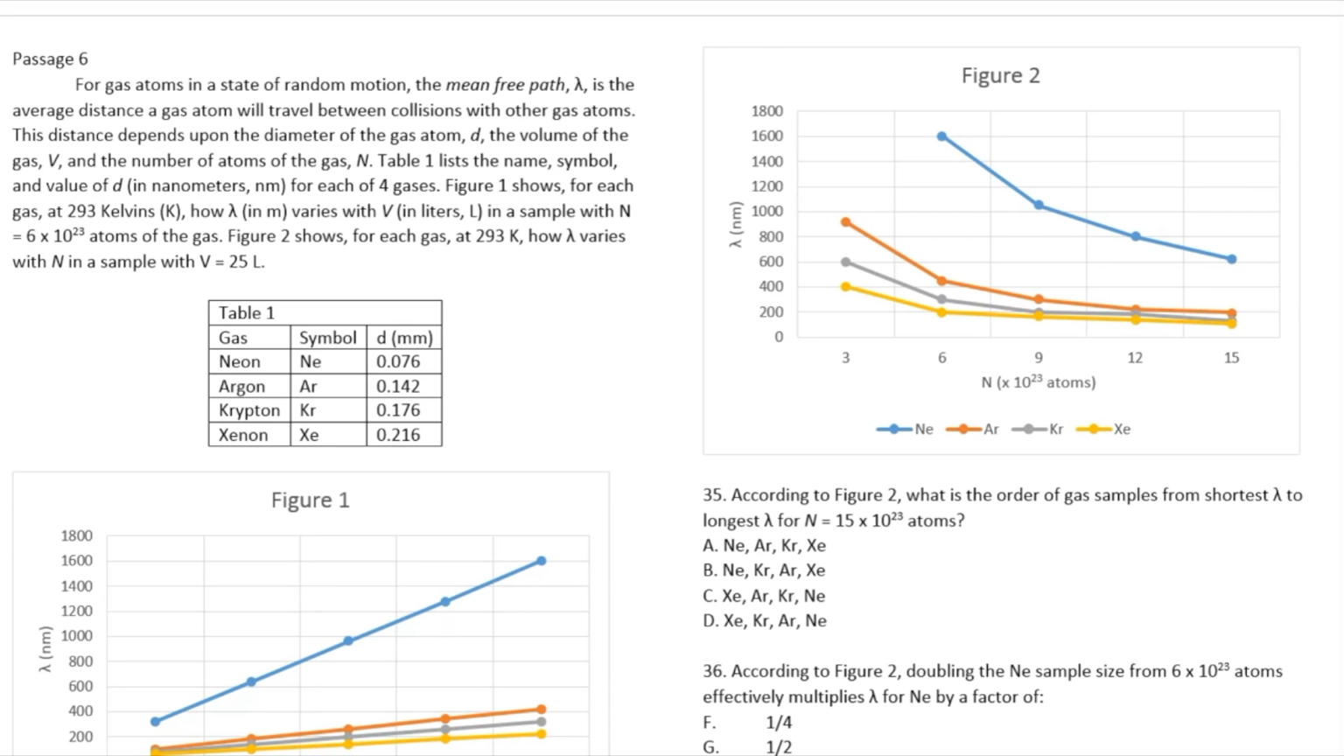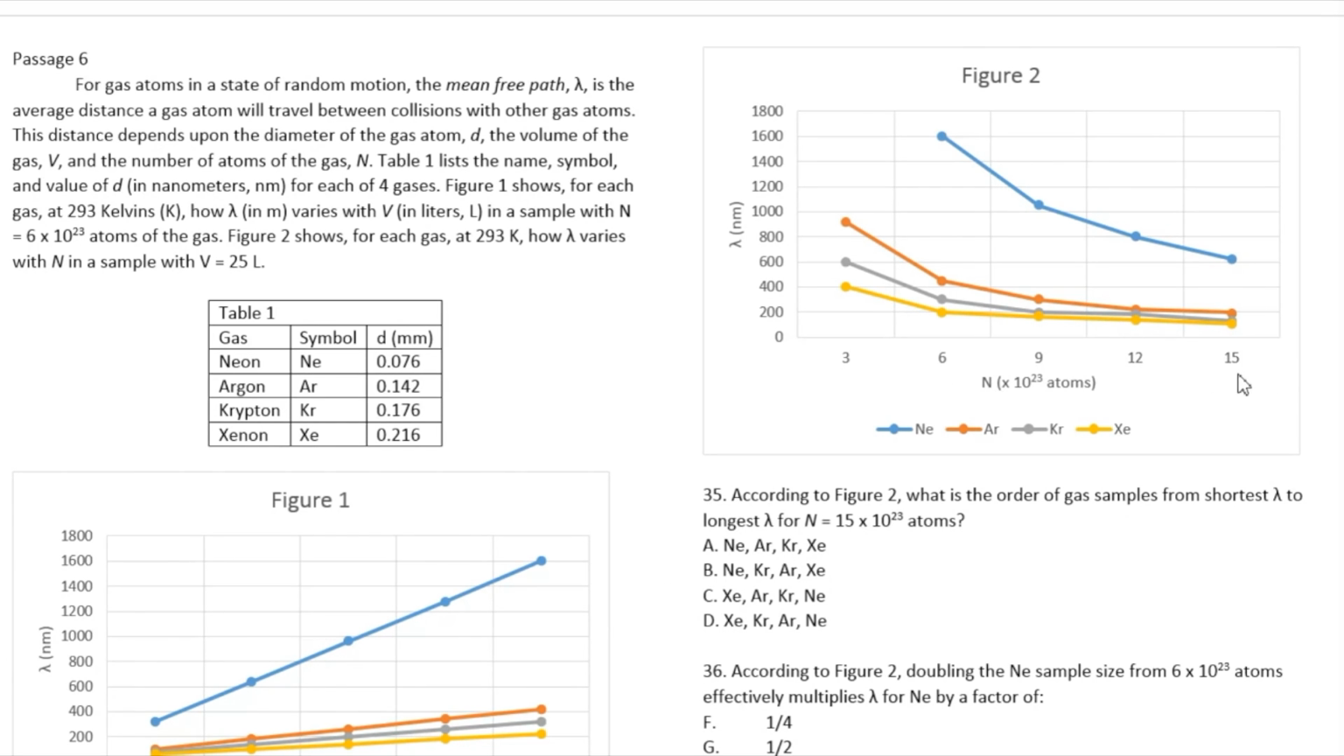So our first question, question 35, says, according to figure 2, what is the order of gas samples from shortest lambda to longest lambda for N equals 15 times 10 to the 23rd atoms? So we know we need to look at figure 2, and the specific point we need is the 15 times 10 to the 23rd point. So we'll scroll up and look at figure 2. This is the point we need to look at, 15, the last one, and it's asking for the shortest lambda to the longest lambda. So let's see here.